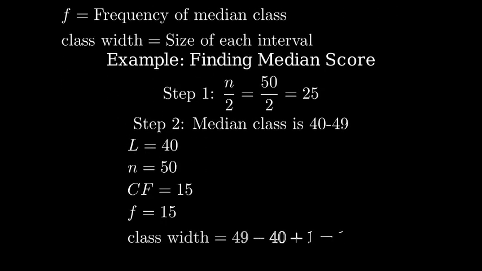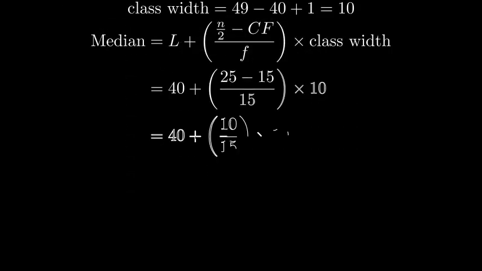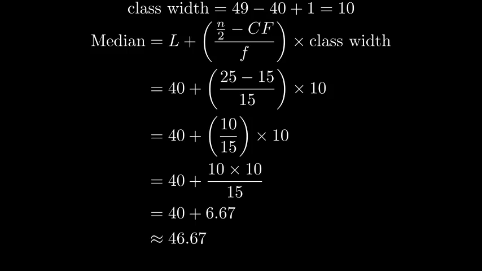Let's identify our values. The lower boundary L equals 40, the total frequency N equals 50, the cumulative frequency before the median class CF equals 15, the frequency of the median class F equals 15, the class width equals 49 minus 40 plus 1, which is 10. Step 3, now we apply the formula. Median equals 40 plus (25 minus 15) divided by 15, multiplied by 10. This simplifies to median equals 40 plus 10 times 10 divided by 15. Median equals 40 plus 6.67. Median equals approximately 46.67.